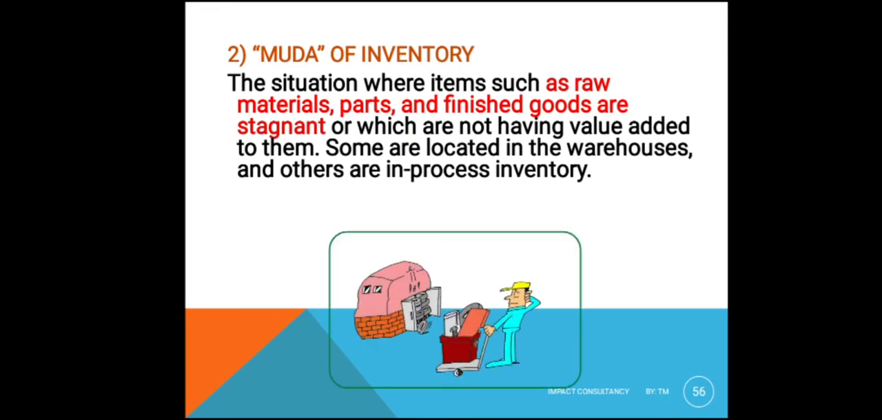Muda of inventory is the situation where items such as raw materials, parts, and finished goods are stagnant, or not having value added to them. Some are located in the warehouse and others are in process inventory. So this is a kind of work variation. Some are finished and keep waiting for others, and some others are in process. So there is Muda of inventory, that means wastage of inventory.